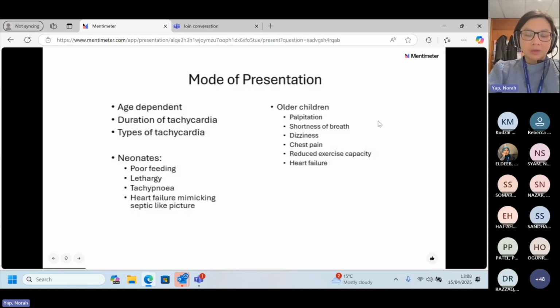With the neonates, obviously, it's more difficult because you don't know when the baby goes into tachycardia. So they often present much more poorly, sometimes mimicking a septic-like picture due to heart failure. Otherwise, it will be poor feeding, lethargy, not really themselves, and increased rate of breathing or tachypnea.